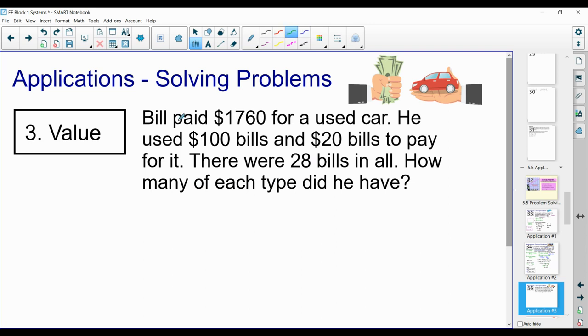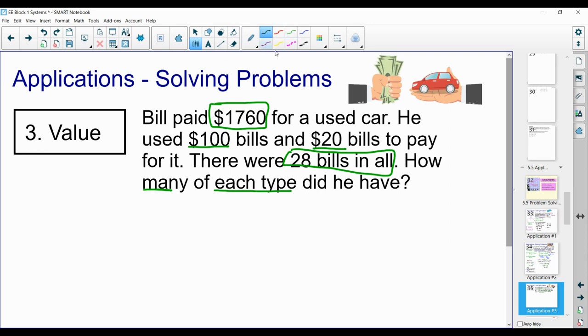So breaking this down, he paid $1,760 for a used car. And he did that using $100 bills and $20 bills. So those are our two parts. We don't know how many $100 bills and how many $20 bills he used, but we know that the combination made up $1,760. We also know that there were 28 bills in all. And the question is, how many of each type did he have? So our question is, how many $100 bills and how many $20 bills did we have?